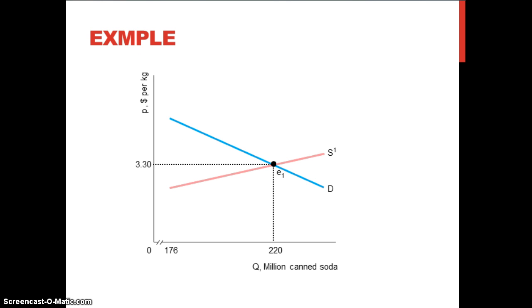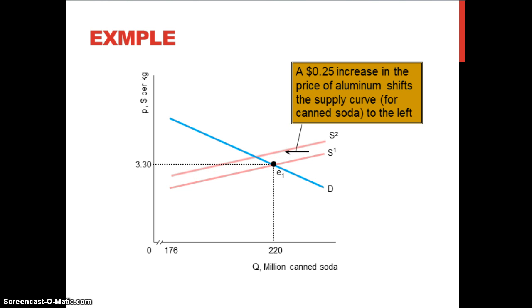Here's an example of canned soda. The first equilibrium point is at the price of 3.3 and a quantity of 220. We assume that aluminum is a complementary good of canned soda because they are consumed together. And the price of aluminum increased by 25 cents. And the supply curve shifts leftward.